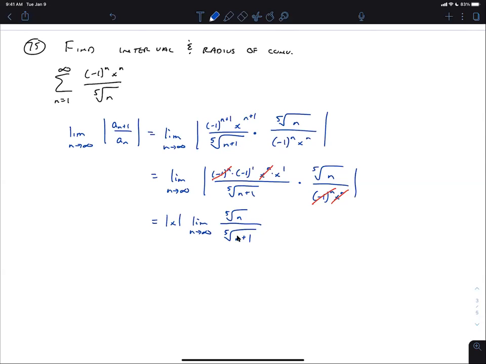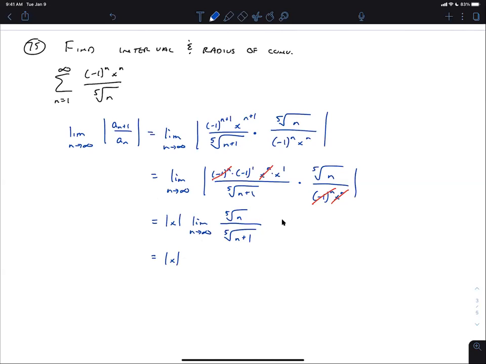Okay, so this limit is 1, and so we get the absolute value of x times 1, which is the absolute value of x. And we're not finished, but that's what we get out of the ratio test for any value of x. So if this was 7 to the n, this would be the absolute value of 7. If this was negative 2 to the n, this would be absolute value negative 2, which is 2.